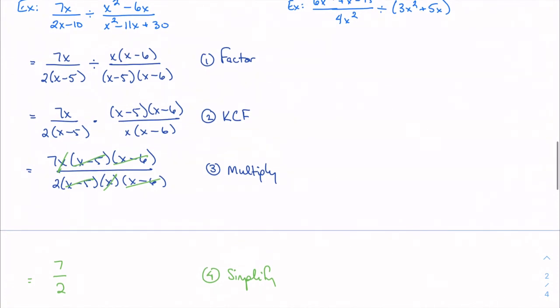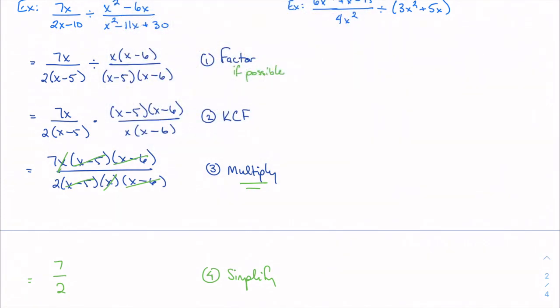So those are my 4 steps, right? Factor, if possible. Keep, change, flip on division. And now it's just a multiplication problem. We've learned how to do multiplication problems. Keep, change, flip, multiply, simplify. Let's try it one more time.